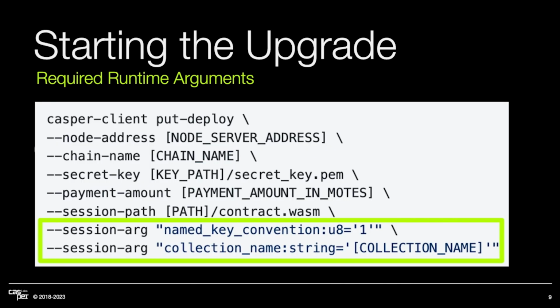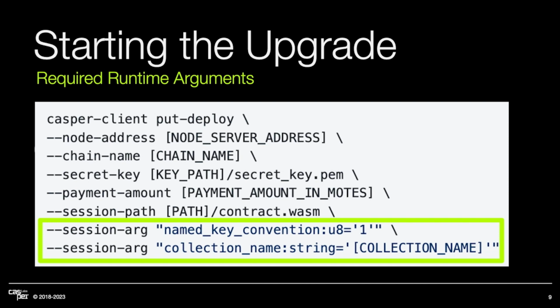Here is the full list of required arguments: the node address, the chain name, the secret key, the payment amount, the session path, which is the path to the compiled WASM on your computer. If you are using the CEP-78 WASM folder provided, this would be the path to the contract.wasm file installed on your computer. And we also have the named key convention and the collection name. This command returns the deploy hash that you can use to verify the deploy.